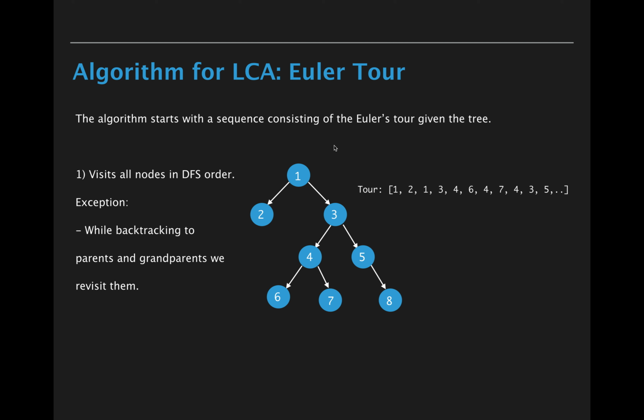For example, the tree over here would give us such a tour: 1, 2, 1, 3, 4. So how it works is, let's say we start at 1, so we add 1 to the tour, head on to 2, as normal DFS would do, add 2 to the tour. However, to go to 3, we would have to backtrack to 1, and we don't just ignore this one, we actually add it to the tour again. So that's why we get 1, 2, 1, 3, 4, 6, 4, 7, and so on. This is just a small portion of the tour.